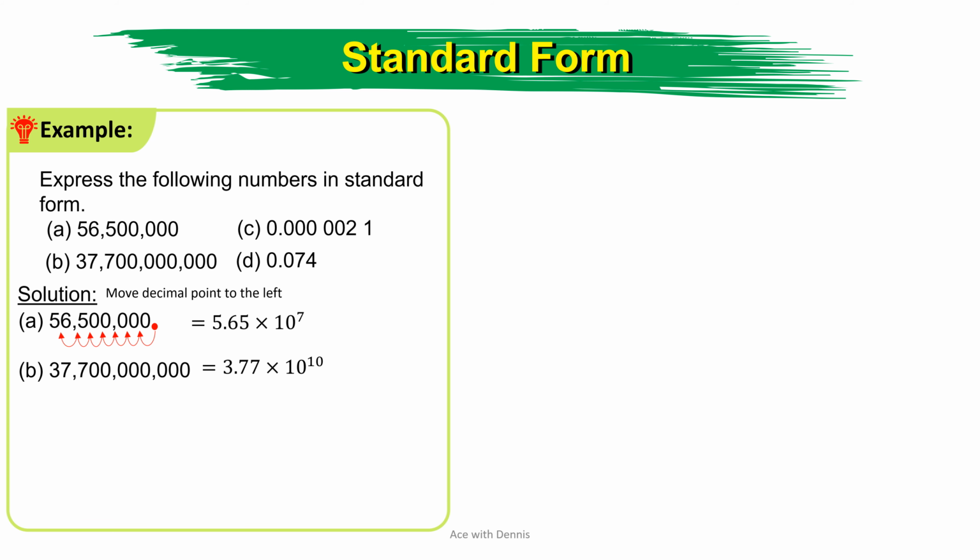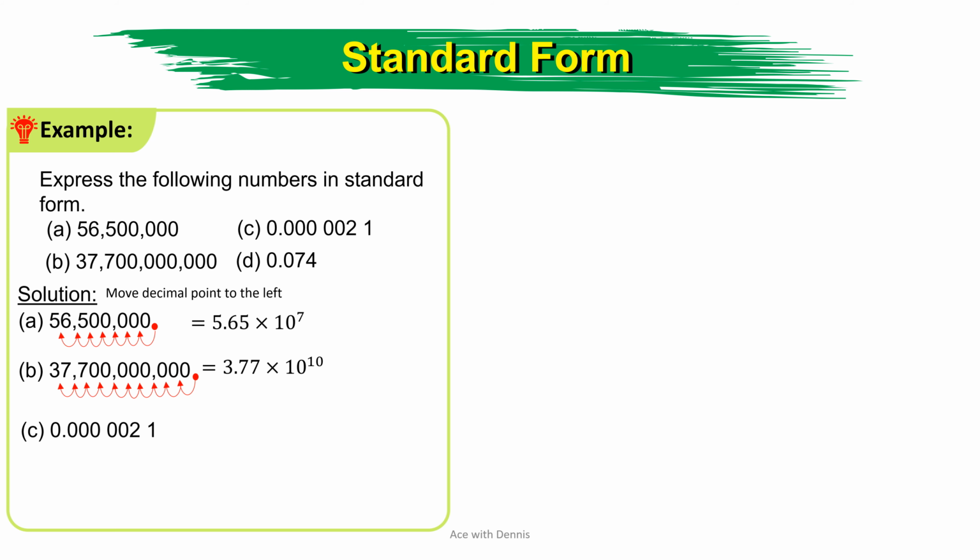For B, the answer is 3.77 times 10 to the power of 10. Why? Because here's our decimal point, and we need to move the decimal point to the left so that the number will be between 1 and 10. And let's count. 1, 2, 3, 4, 5, 6, 7, 8, 9, 10. Therefore, it is 3.77 times 10 to the power of 10.